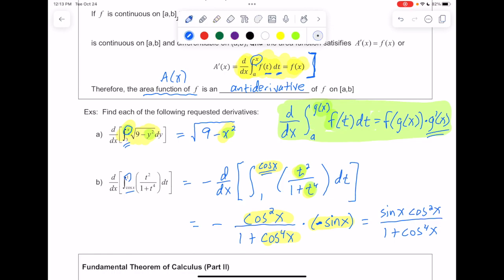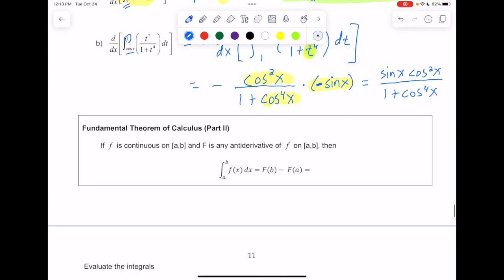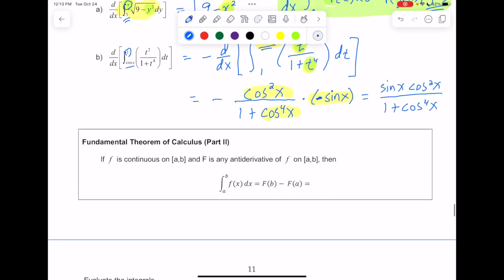Now let's move on to the Fundamental Theorem of Calculus Part 2, and this is the game changer for us. This is the huge deal. It says if f is a continuous function on the closed interval from a to b, and F is any antiderivative of that function, then if you're trying to find the definite integral from a to b of f of x dx, you just take that antiderivative of the inside function and you plug in the upper limit first, right there, and then you subtract what you get when you plug in the lower limit right there. So this is going to make finding definite integrals much easier.